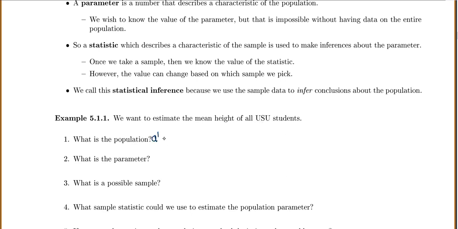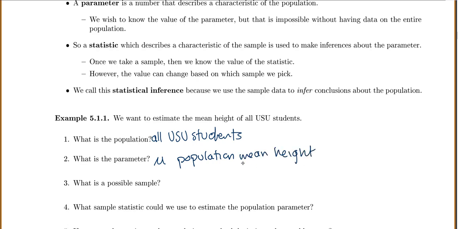So our population would be all USU students. The parameter would be mu, or our population mean height. What would be a possible sample? This isn't a right or wrong answer. There are many choices that we could use, but we could pick maybe 100 random students.